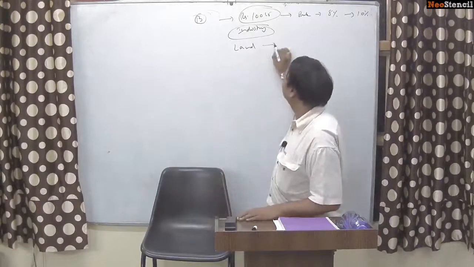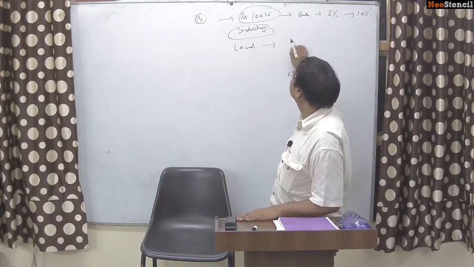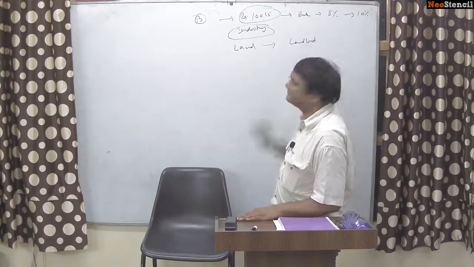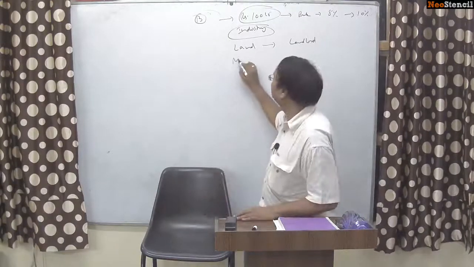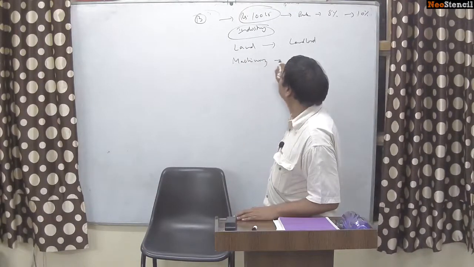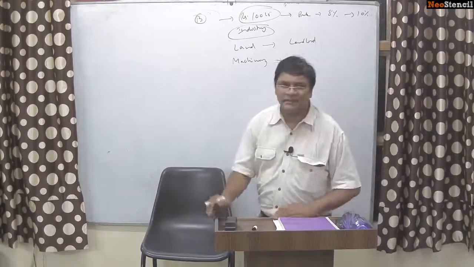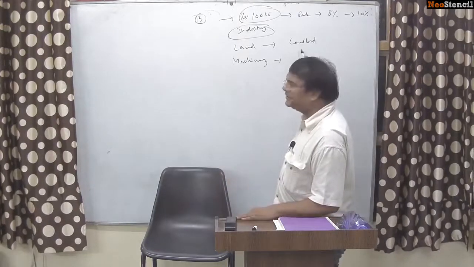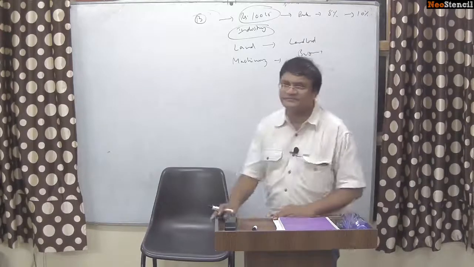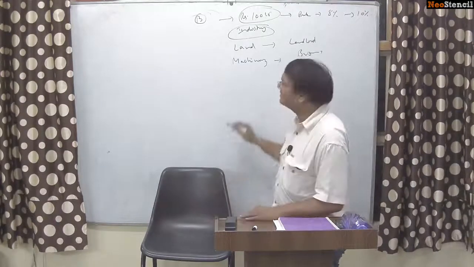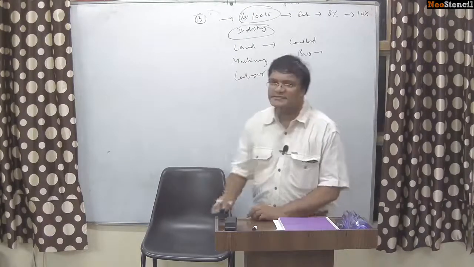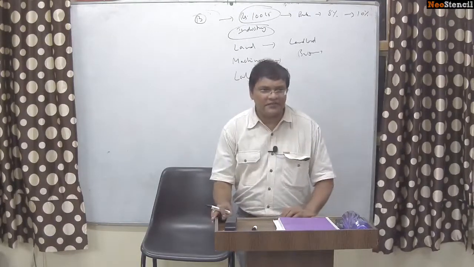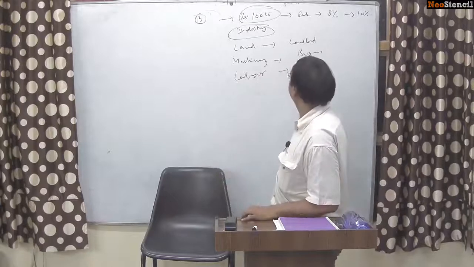So he has to pay money to the landlord. Landlord will get money to buy the land. Then he has to buy machinery. Then he will be paying money to the businessman who sells the machinery. Then he has to employ labor. And for those workers, he has to pay wages.